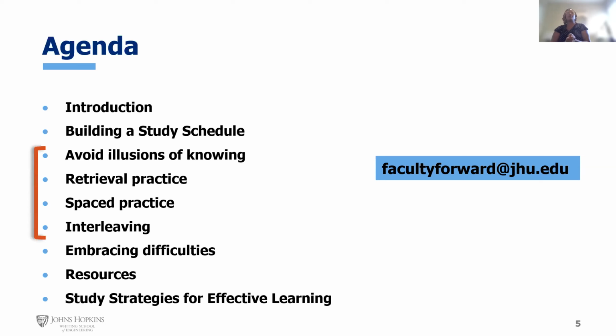We'll also be talking about these main learning strategies: avoiding illusions of knowing, questioning your thinking; retrieval practice, just remembering things that you've previously learned; space practice, where you're creating space in between your learning for effectiveness; interleaving, where you're mixing up how you practice concepts that you're learning; and embracing difficulties, because we know that all of this is difficult as students to find what works best for us, but we're going to hopefully pass on some skills and strategies that will help you navigate that.